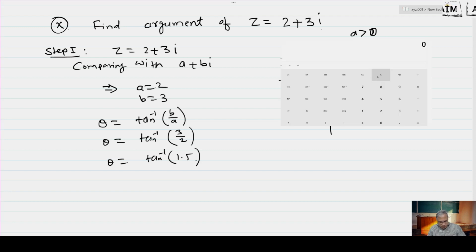By using a scientific calculator, let us find tan inverse of 1.5.